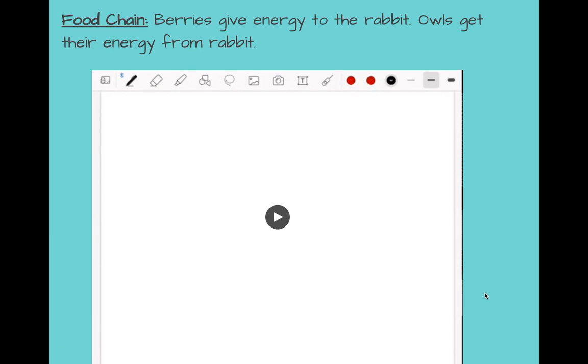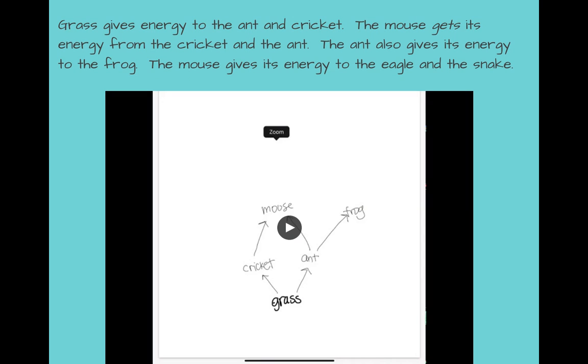So that's how that happens. This was a very easy one. That was just a food chain. But again, we know that in nature, that's not how it happens. So let's up it up a little bit. Let's go ahead and read this together.